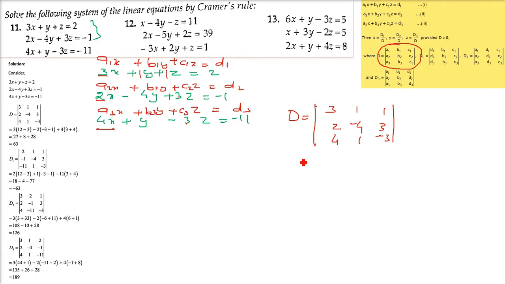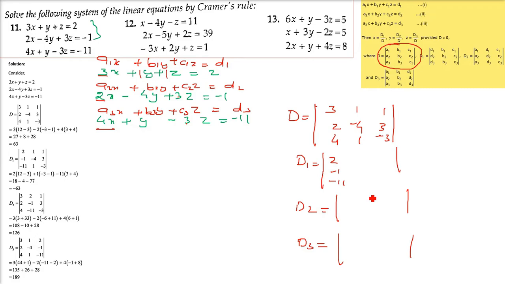What will be D1? The first column has to be replaced by d1, d2, d3. In D2, the second column has to be replaced by d1, d2, d3. Likewise in D3, the third column has to be replaced by d1, d2, d3. So the first column 3, 2, 4 will be replaced by 2, negative 1 and negative 11.